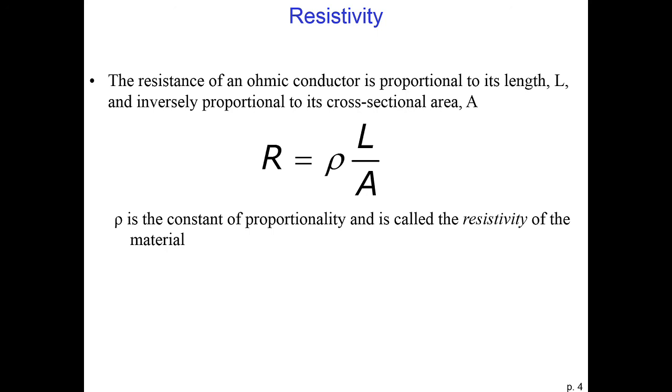So if we doubled the length of our wire, then the resistance will double if everything else is kept the same. If we doubled the surface area, then the resistance will be cut in half. Notice that means if we double the length of the wire, then the current will decrease because the resistance is doubled. If we double the surface area, then the current will double, assuming the voltage is kept the same.